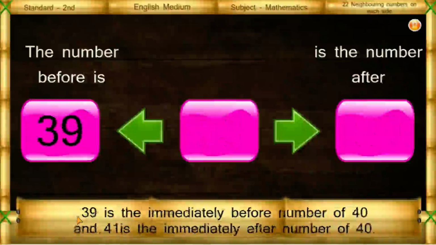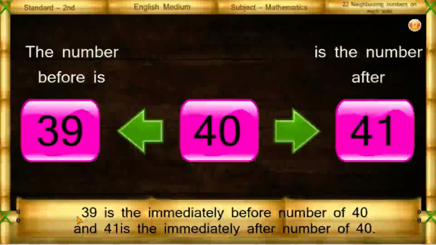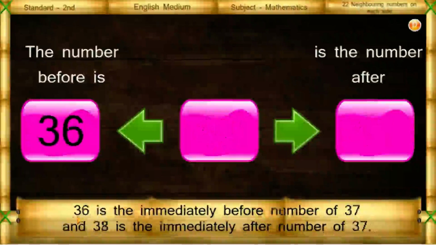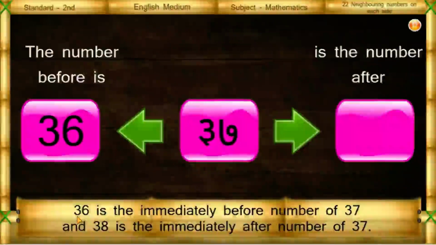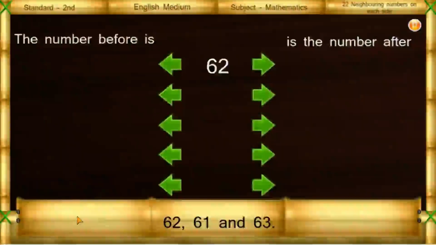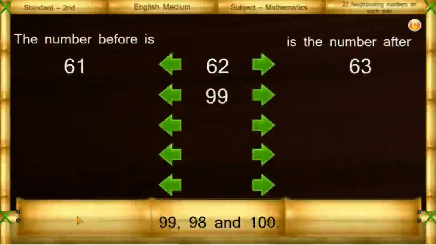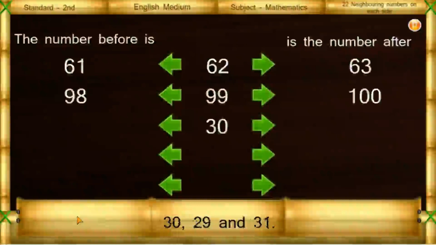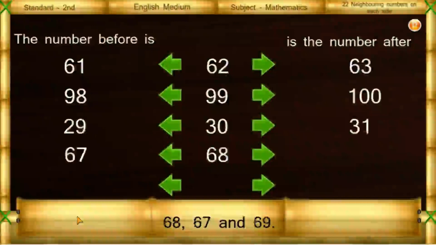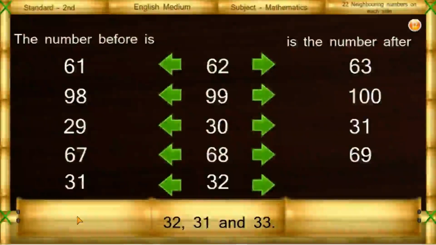39 is the number immediately before 40 and 41 is the number immediately after 40. 36 is the number immediately before 37 and 38 is the number immediately after 37. Like this, 62: 61 and 63. 99: 98 and 100. 30: 29 and 31. 68: 67 and 69. 32: 31 and 33.